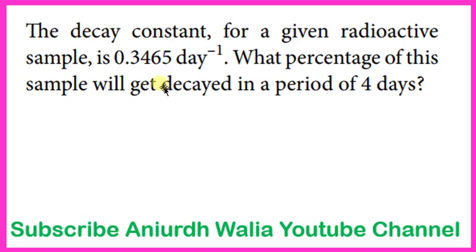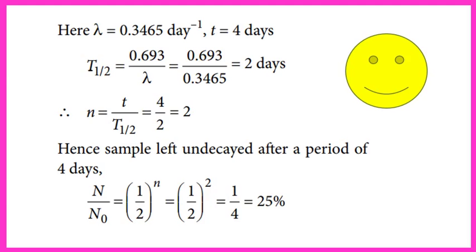The decay constant for a given radioactive sample is 0.3465 per day. What percentage of the sample will get decayed in a period of 4 days? Okay, the decay constant is given as this one. What percent of the sample will get decayed in a period of 4 days? You have to find out this thing. Okay, I hope everyone has tried this. Now move to the solution part.